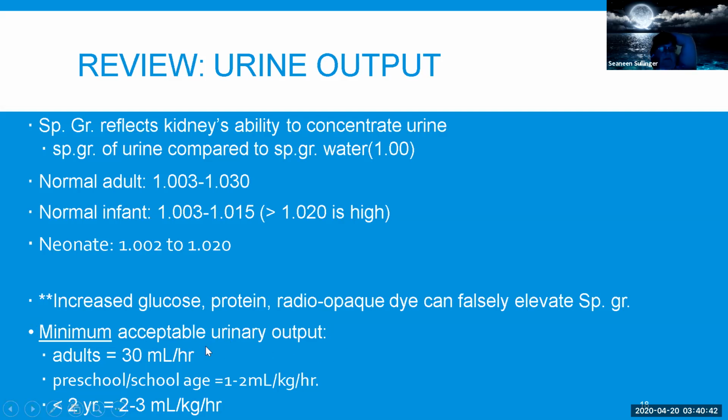Another thing you need to know would be the minimum acceptable urinary output. So adults, we know that, that's 30 mLs per hour. But to put it in terms of children, again, it's mLs per kilo per hour. So for a child less than 2 years old, 2 to 3 mLs per kilo per hour is the acceptable output when you're looking at the average over the 24-hour period.